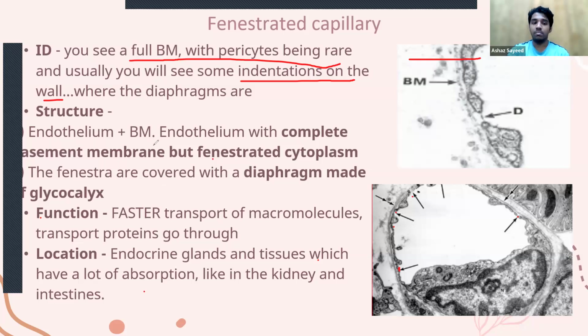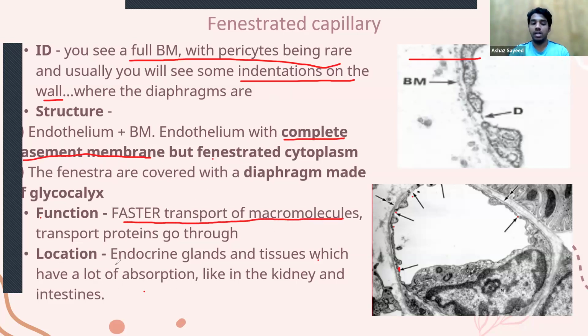So yeah, endothelium plus basement membrane. Parasites are not really present. Let's assume that they're not there. So you just have endothelium and the basement membrane, and the endothelium has a complete basement membrane. Yes, a complete basement membrane. But the cytoplasm is fenestrated. It has pores in it, and these fenestra are covered with a diaphragm which is made up of glycocalyx. And the function is just faster transport of macromolecules.